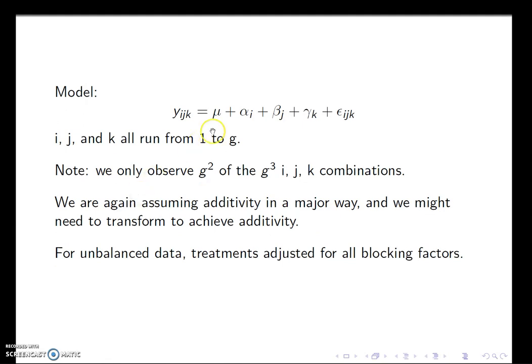Here's the model. Alpha and beta are our blocking factors. Is that right? It's not clear to me. It doesn't really matter now, does it? Let's call alpha our factor. Beta and gamma are going to be our blocking factors. Again, it doesn't matter, they're just Greek letters. But notice everything's additive. Again, we might need to log transform to make this make sense with the data. If you have unbalanced data, make sure your treatments, your alpha effects, are adjusted for the blocking factors. This can be done. We can look at this in class.